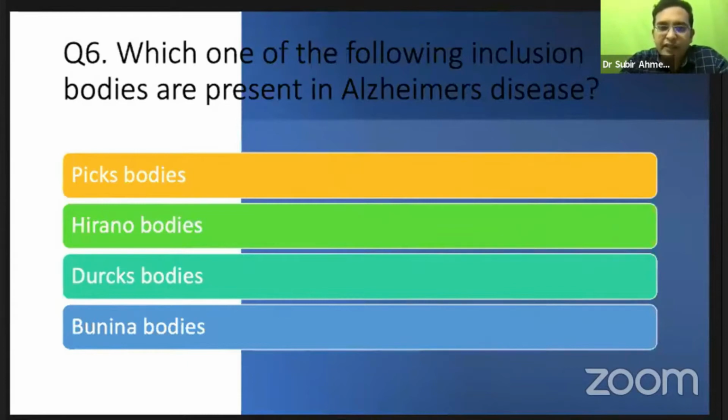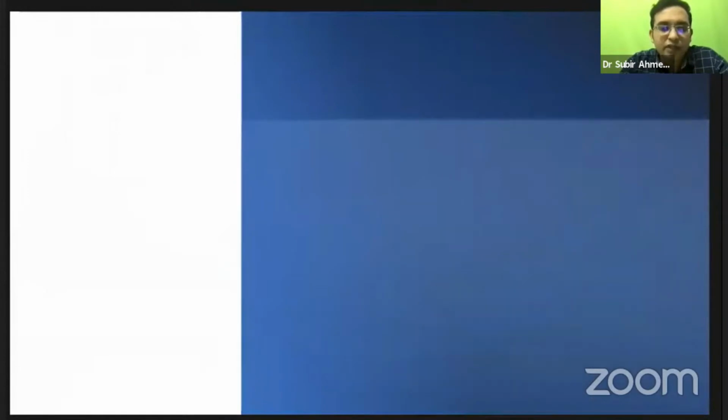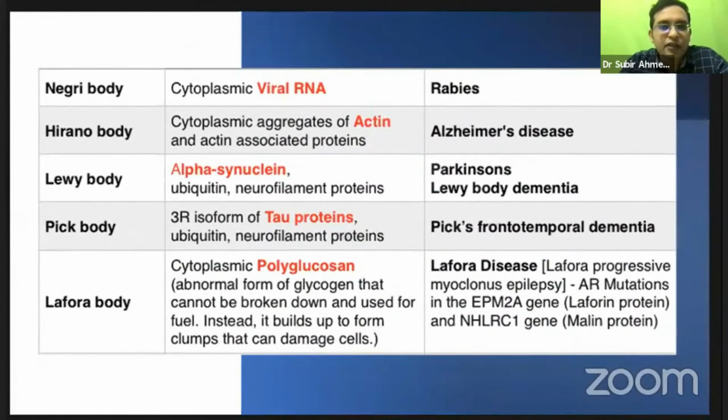And Dürck's bodies are found in the brain in malaria. And Bunina bodies are present in the anterior horn cell in case of amyotrophic lateral sclerosis. So these are all inclusion bodies. You can see this chart. Negri bodies are found in the brain in case of rabies, and Lewy bodies are present in Parkinson's disease, Lewy body dementia, etc. Lafora bodies are seen in the brain in case of Lafora disease. These can all come as MCQ questions.